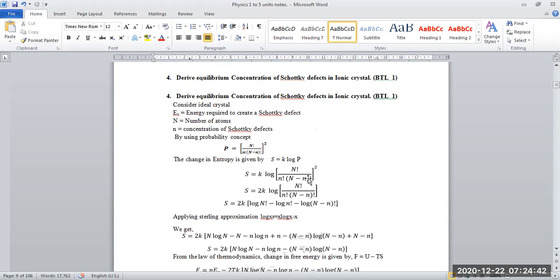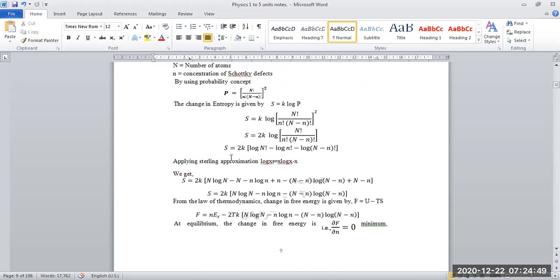So here, the same thing as metal and ionic crystal; the only difference is you'll find a square here. Everything is the same. So S is equal to 2k log of A by B, the same manner as what you have done in the metal. So log N factorial minus log n factorial minus log of N minus n factorial, applying the Stirling operation and the same expression.